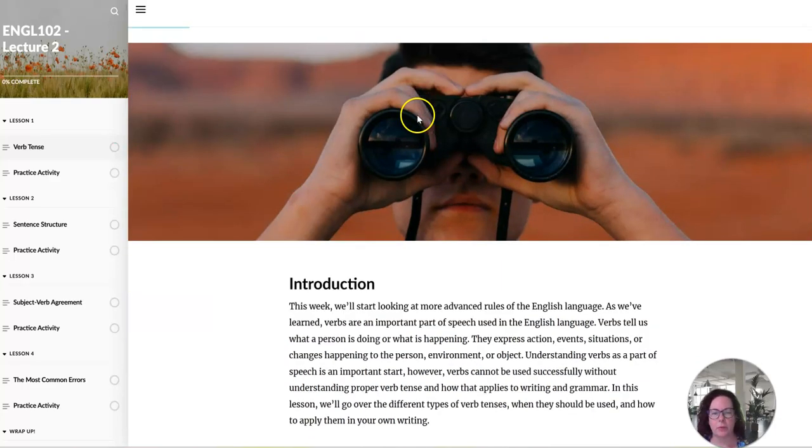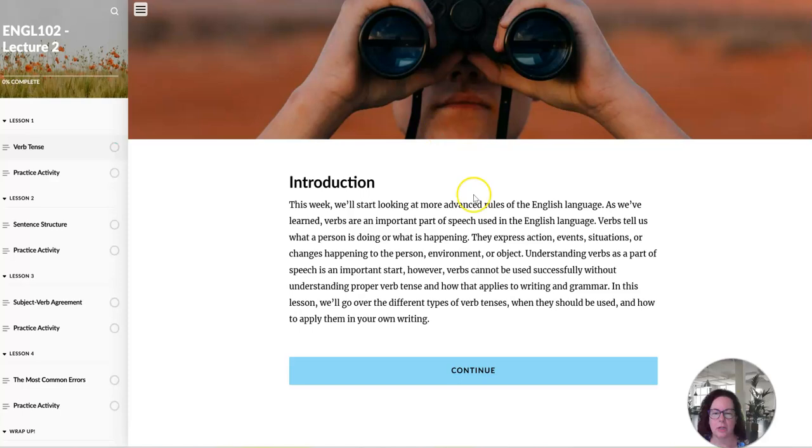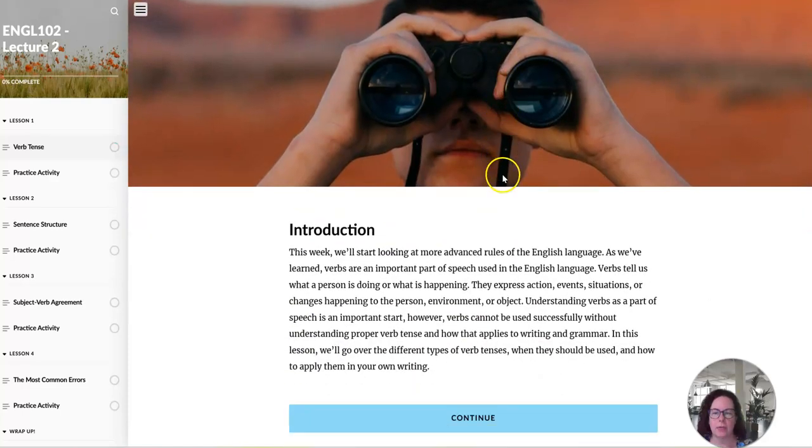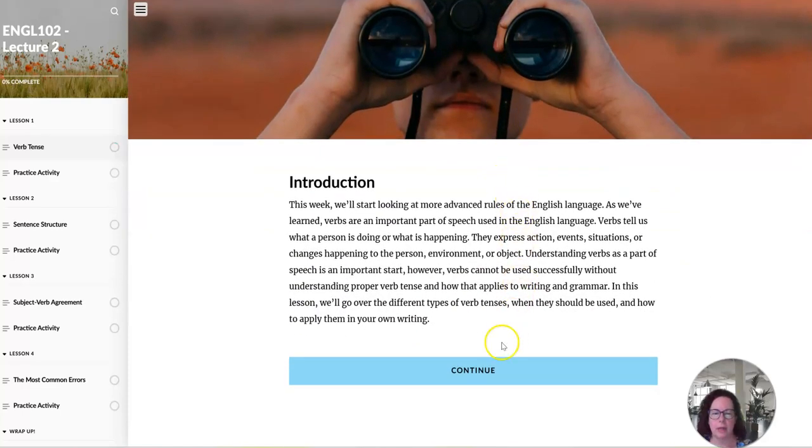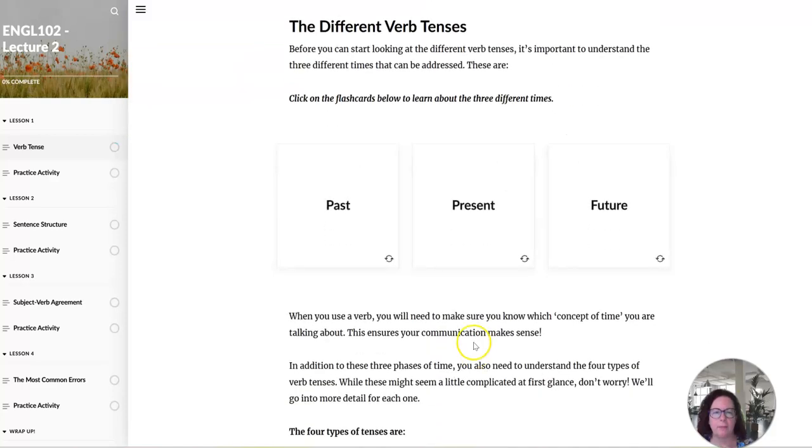So the first topic is verb tense. There's a little introduction, and you keep just kind of scrolling down. If you can see, I'm scrolling down. Hit the continue button. It's giving you the different types of information. There's past, present, and future. And then if you notice, and this is kind of the interactive part, you can click on these.